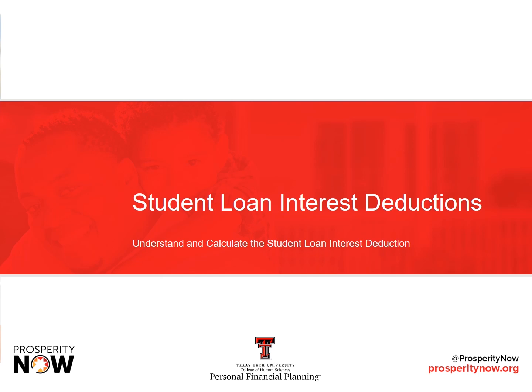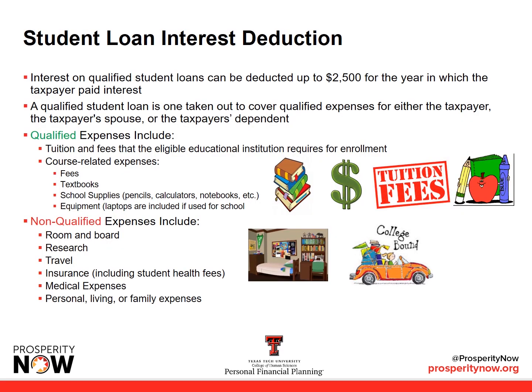Next, we'll cover student loan interest deductions. Interest on qualified student loans can be deducted up to $2,500 for the year in which the taxpayer paid interest. A qualified student loan is one taken out to cover qualified expenses for either the taxpayer's spouse or the taxpayer's dependent. Qualified expenses include tuition and fees that the eligible education institution requires for enrollment, and course-related expenses such as fees, textbooks, school supplies, and equipment. Non-qualified expenses include room and board, research, travel, insurance, medical expenses, and personal, living, or family expenses.